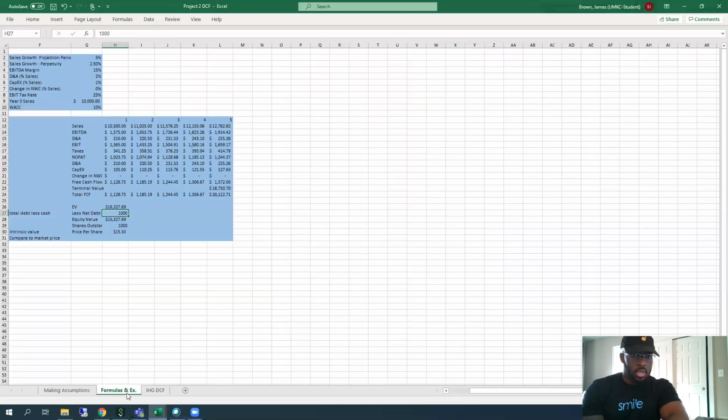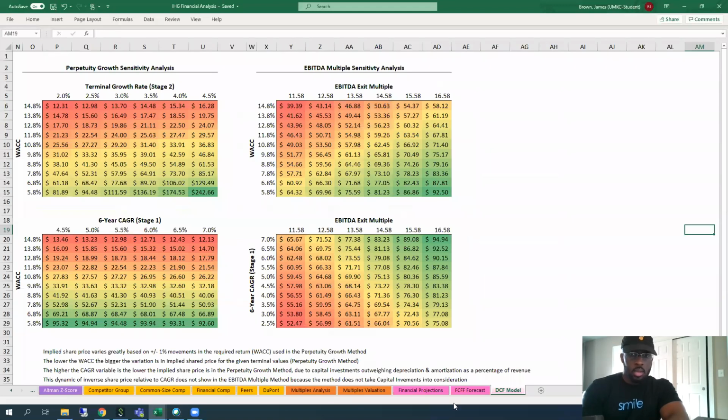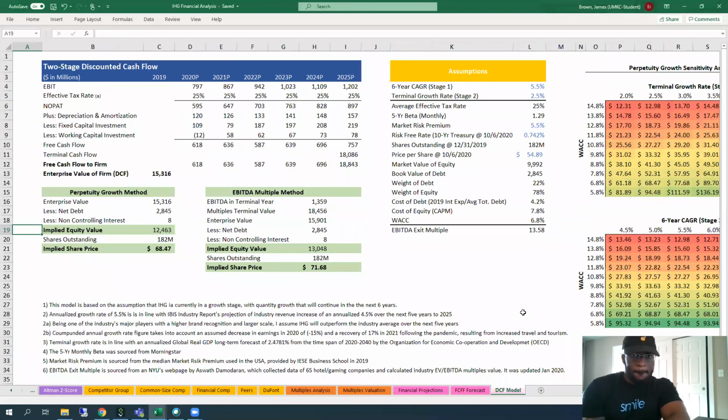To do some of the one-to-one changes, just to see what that looks like here. If I increase my weighted average cost of capital from 6.8 to 7.8, see the changes. I do not have an EBITDA margin, so again, I'm not able to do that. If I increase my steady state growth rate from 2.5 to 3.5, you can see those changes as well.